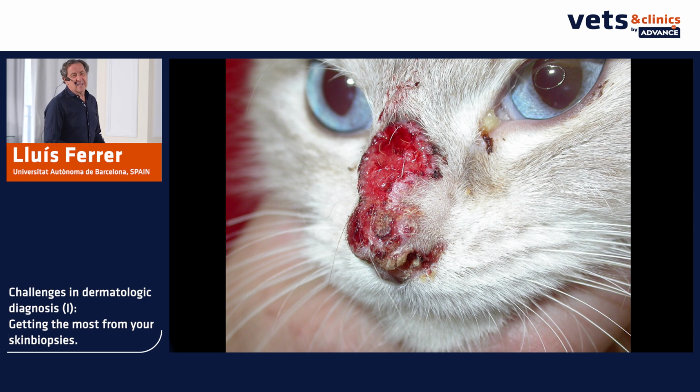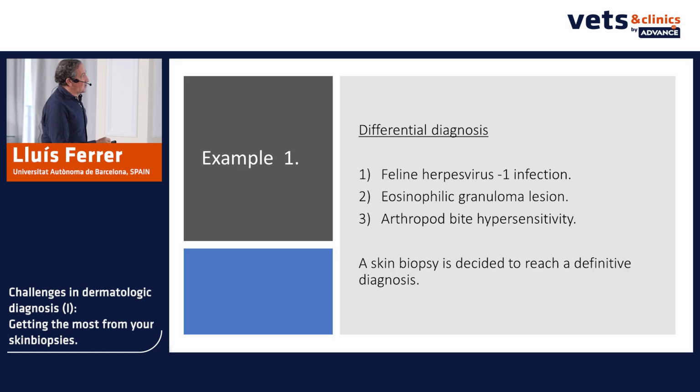Usually they begin here, so it's a possibility, but not very likely because this cat started to develop this at 1 year of age, so it's uncommon. The vet talked to me, sent me the case, I took the images. I said, we need to biopsy the cat. And I make this differential diagnosis.